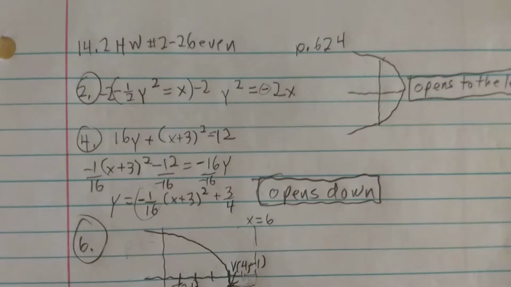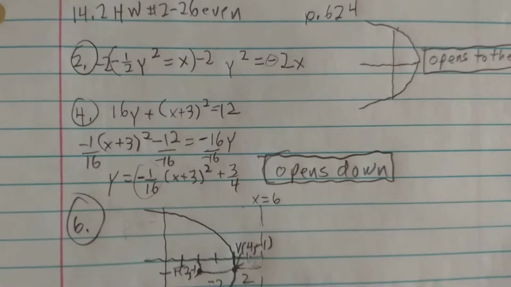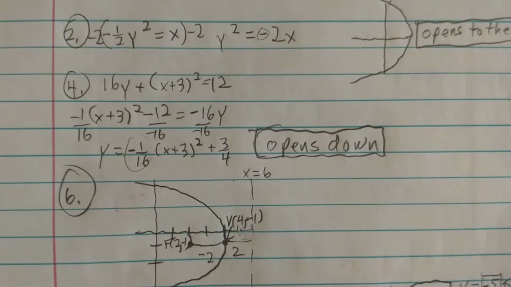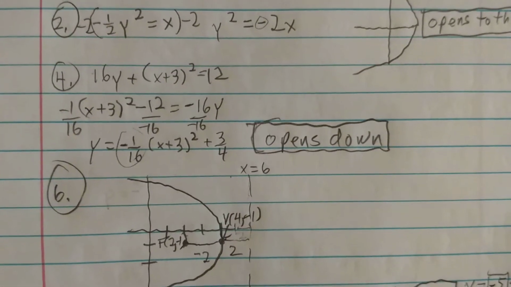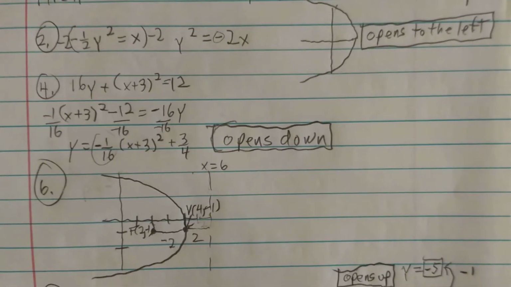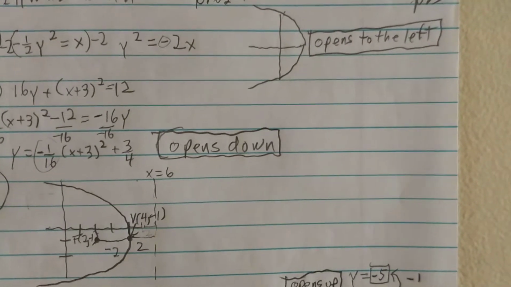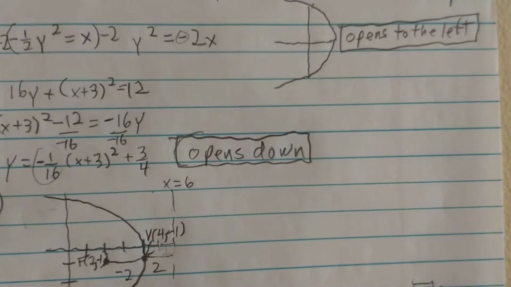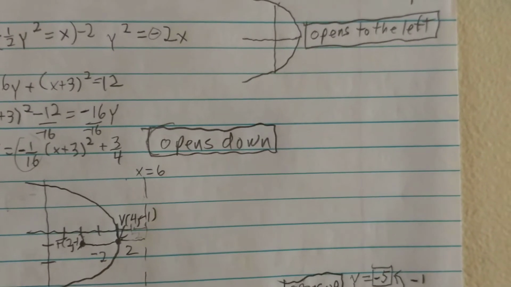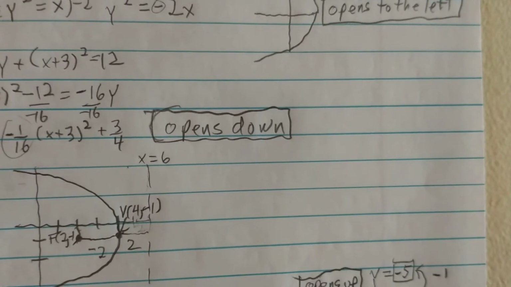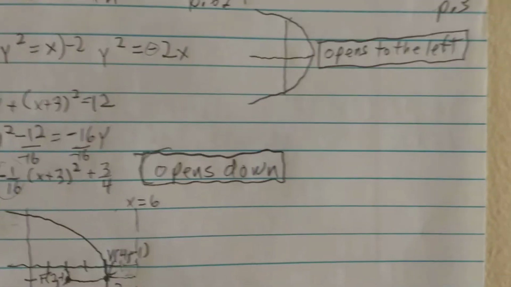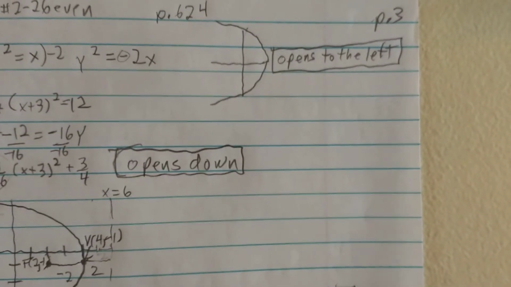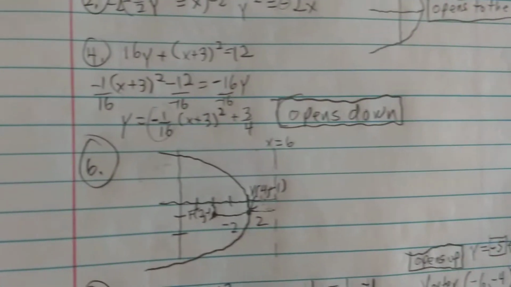Now for the homework, starting on page 624, we start with negative 1/2 y squared equals x, and we multiply both sides by negative 2 to clear out the negative 1/2. This gives me y squared equals negative 2x. And remember, x squared goes up or down, but y squared goes left or right, and the minus 2 in front of the x makes it open to the left. And it's good to just sketch it to keep your mind straight: y squared with a negative opens left.